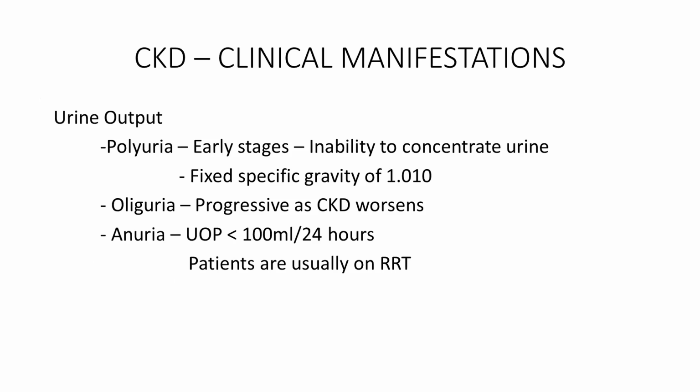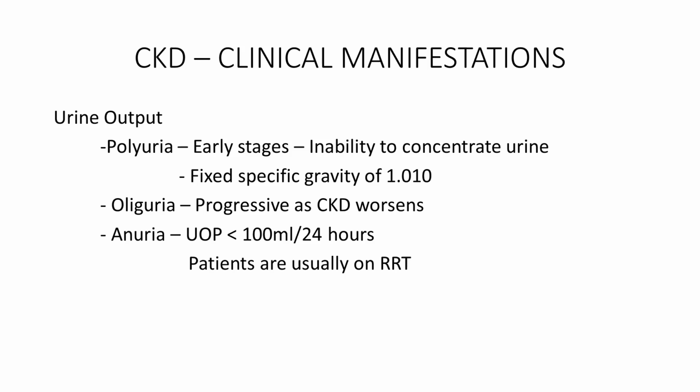Urine output. In the initial stages, patients are not oliguric. In fact, they are passing either a normal amount of urine or they are polyuric, because the tubular function is intact in the early stages of chronic kidney disease. But the patient is unable to concentrate the urine, and most of the time, specific gravity becomes fixed at 1.010.